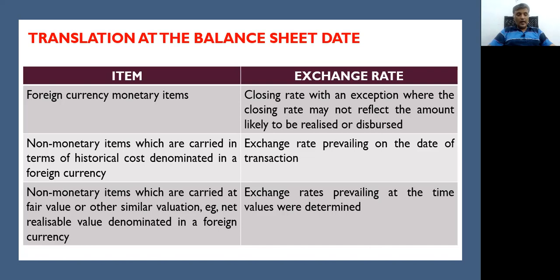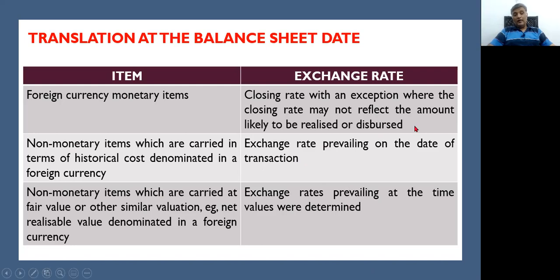What about non-monetary items which are carried in terms of historical cost denominated in a foreign currency? In our case, we bought a plant and machinery for $10,000 at 45, which is 4,50,000. We have to use the exchange rate prevailing on the date of the transaction, which is typically at cost only. Not the closing rate. Very important. This is for a non-monetary item, but for a monetary item, it is always at the closing rate.